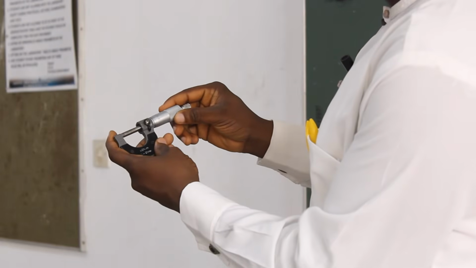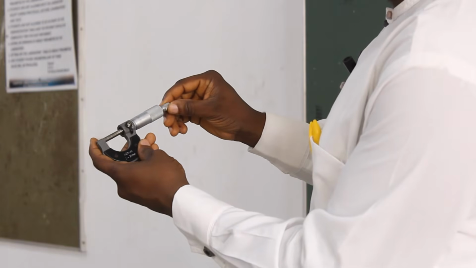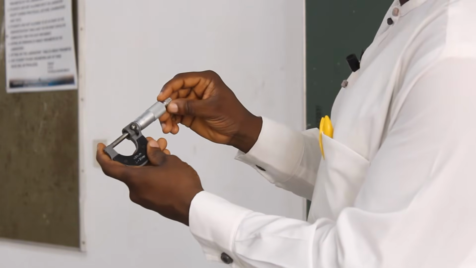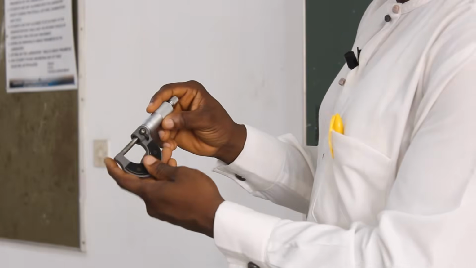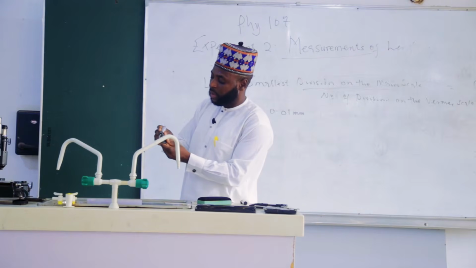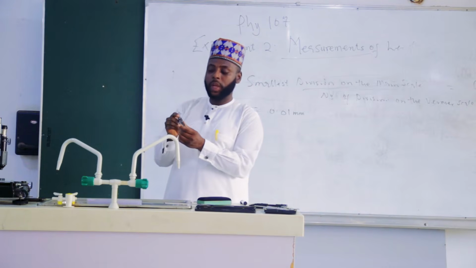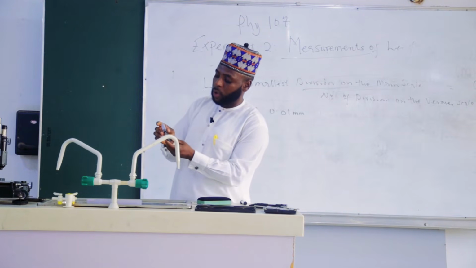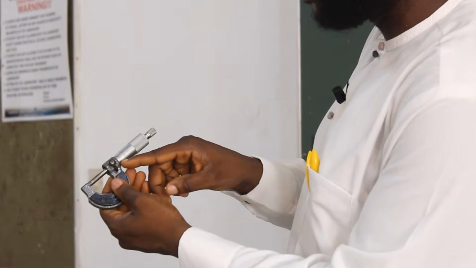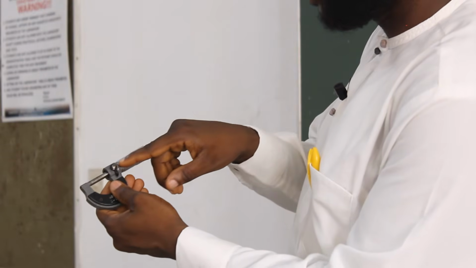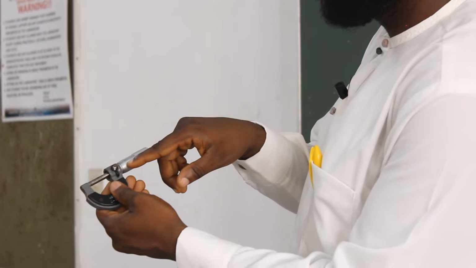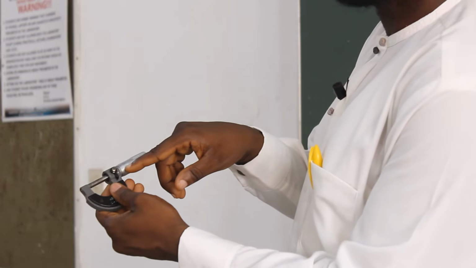On this instrument, once I close it, three clicks on the ratchet, you can see that this instrument has a zero error. And the zero error can be obtained by looking at the datum line that coincides with the vernier scale.